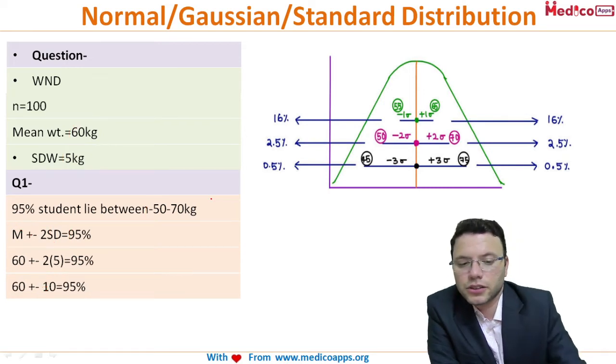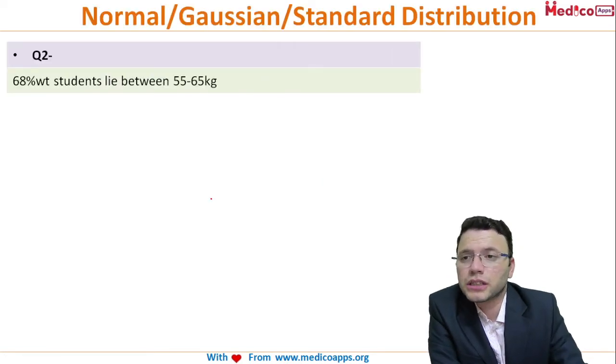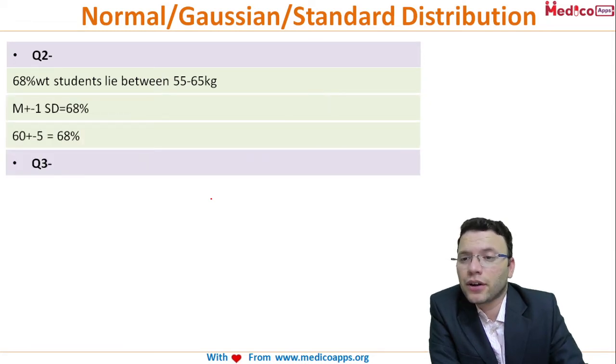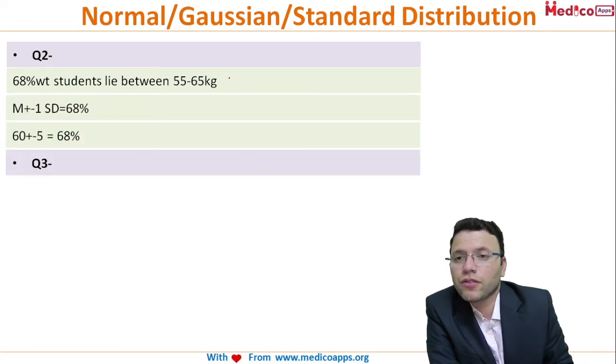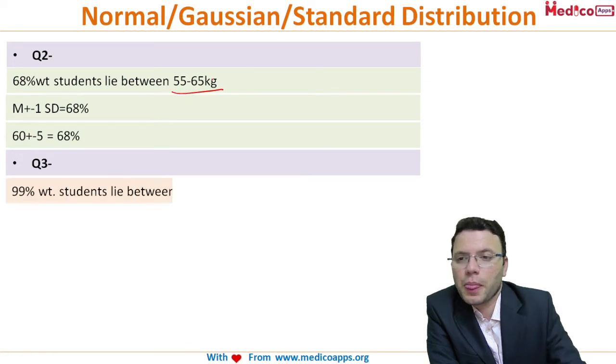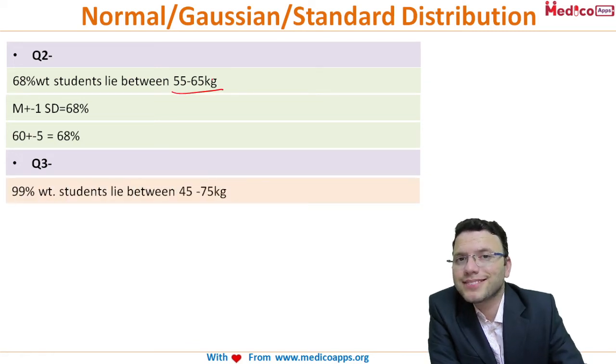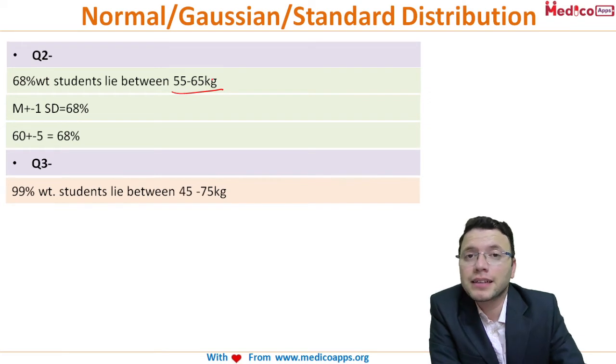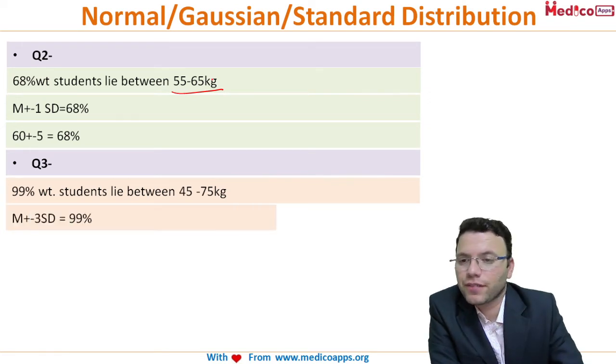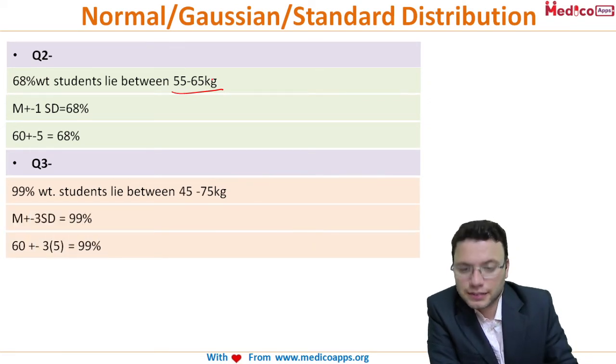Similarly, they can ask you other questions, that is 68%, mean plus or minus 1 standard deviation. When you enter the values, you get 55 to 65 kgs. For 99%, mean plus or minus 3 standard deviation, the answer you get is 45 to 75 when you put that.